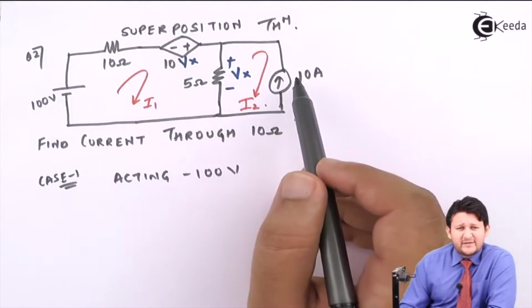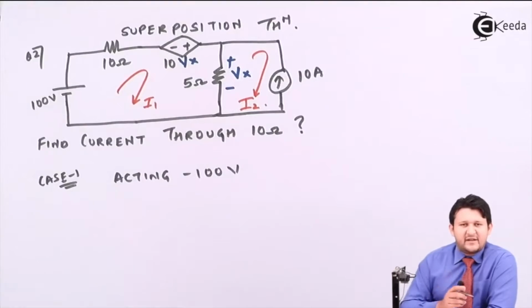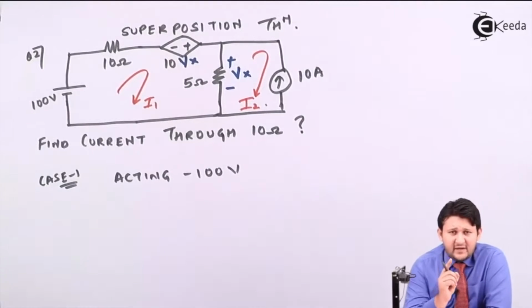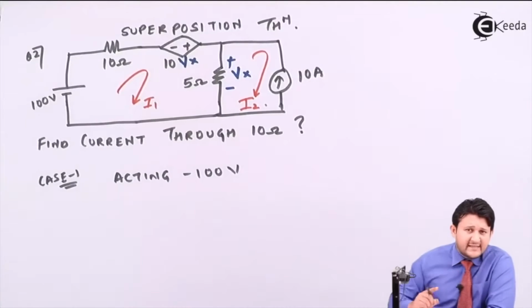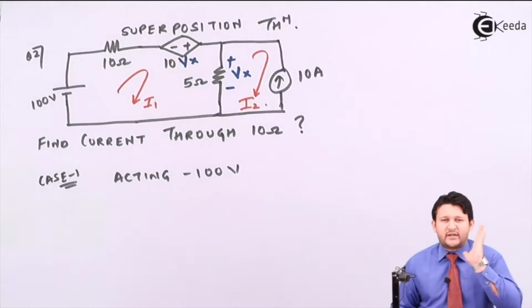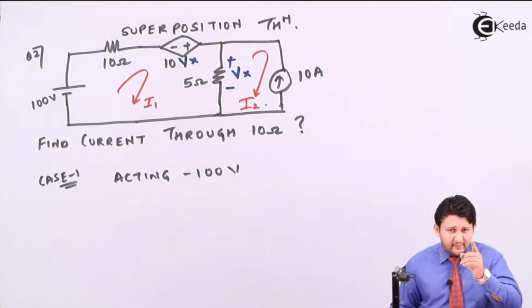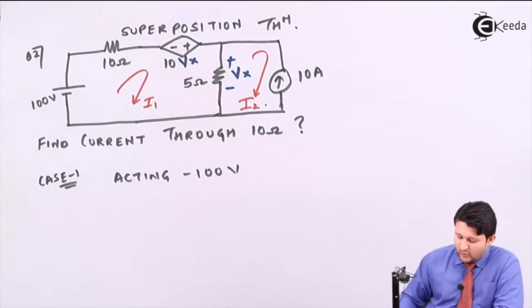When I say I need to remove a current source, that means I need to replace a current source by its internal resistance. The internal resistance of a current source is infinity. That means I need to open circuit the current source. Just make it a point. When the internal resistance is infinity, I need to open circuit the current source. And in case of voltage source, the internal resistance is as good as 0. So I need to short the voltage source. So that's the basic difference between voltage and current. Just keep that in mind. Please put down this point. Don't forget. So let's do it.